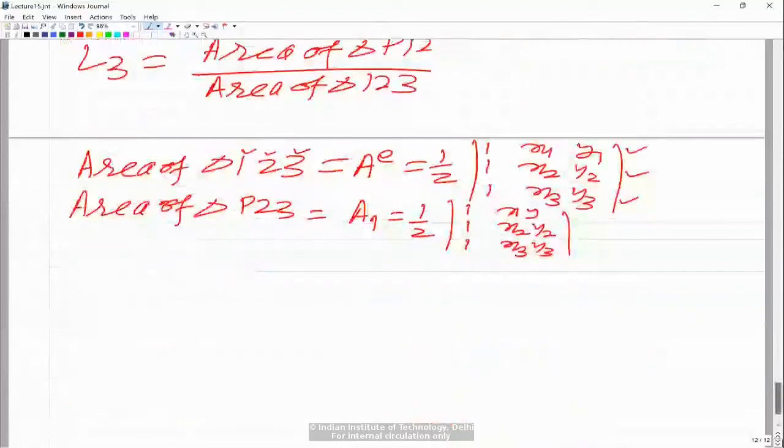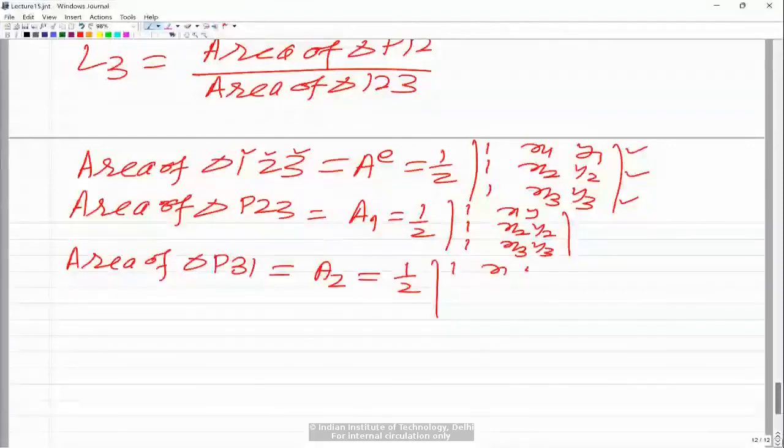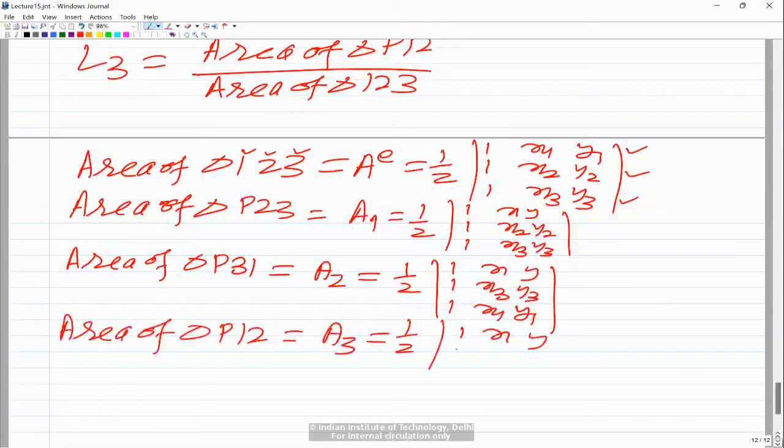Similarly, you can now write the areas of the other triangles. The area of triangle P31, let us denote that by A2, because this comes in the definition of L2. First P is there, so 1 x y, then 3 is there, so 1 x3 y3, and then 1 means 1 x1 y1. And similarly the area of triangle P12 is, let us say, A3. So half times the determinant with rows 1 x y, because first P is there, then 1 x1 y1 and 1 x2 y2.